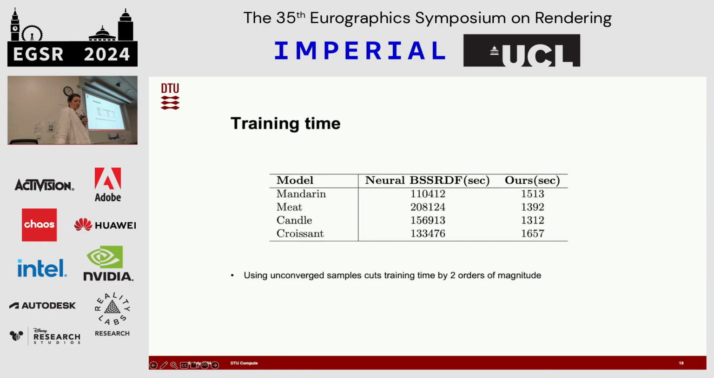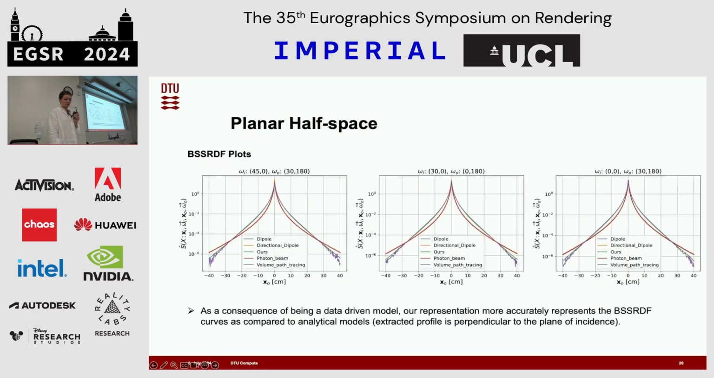He also compares to his previous work. The main advantage is that he found out we don't need fully converged Monte Carlo path trace samples to train. This resulted in saved time of two orders of magnitude. He compares it for different models, and also for the planar half-space representation, he compares the performance of his BSSRDF plots.